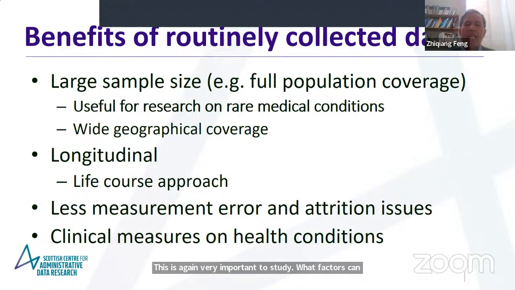And potentially you have less measurement error because you assume the administration would do lots of quality assurance, and also because people have to register for some services, so there is less of an issue of attrition compared to a longitudinal survey. And the other important thing is we have these clinical measures on medical conditions, because the condition will be assessed by the doctors, for example, so it's not self-reported.